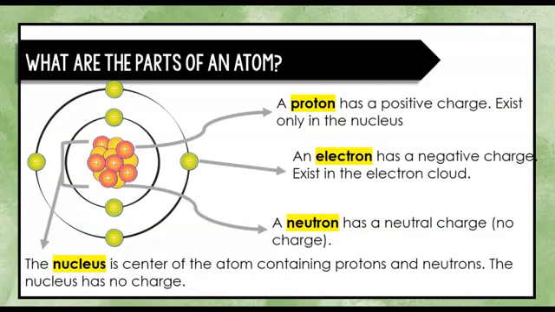So, what are the parts of an atom exactly? First of all, you need to know that the nucleus is the center of the atom. It contains both protons and neutrons and has no net charge. A proton is a positively charged subatomic particle. These exist only inside the nucleus. Neutrons have neutral charge or no charge and are also inside of the nucleus. Electrons, on the other hand, have a negative charge and they exist in the electron cloud outside of the nucleus.